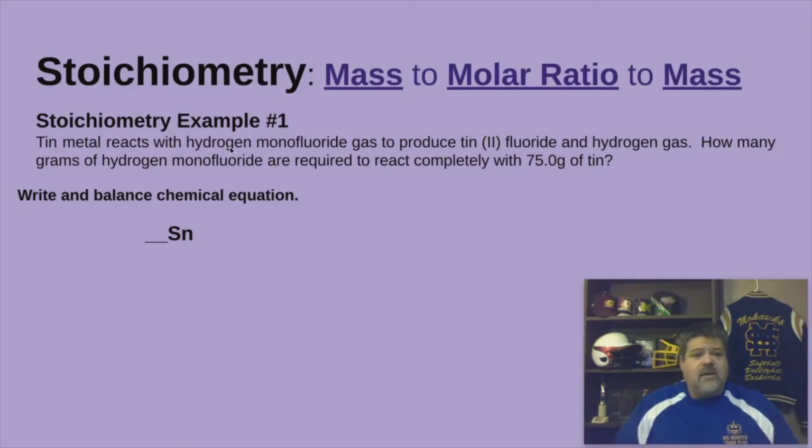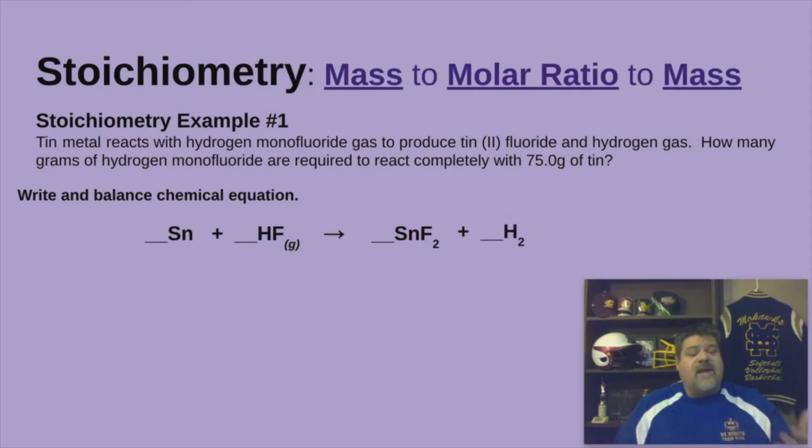So hydrogen monofluoride means I have one of each one, HF. And that produces, the same thing as yield, tin 2 fluoride. So the tin has a +2, the fluoride has a -1. We crisscross those, and we end up with SnF2. And then that's going to have hydrogen gas. Now I could just put H down, but H would be wrong because remember, hydrogen is a diatomic element, so it's H2. Now we have our skeleton equation.